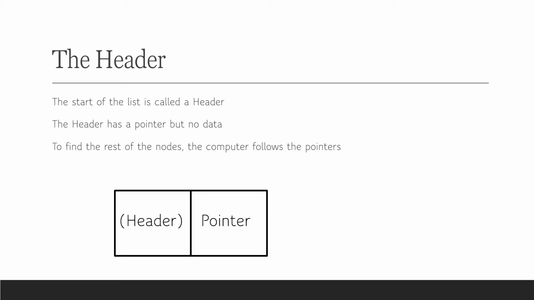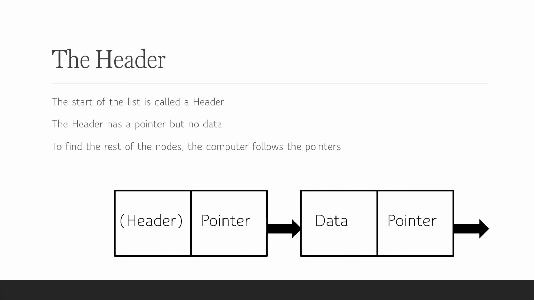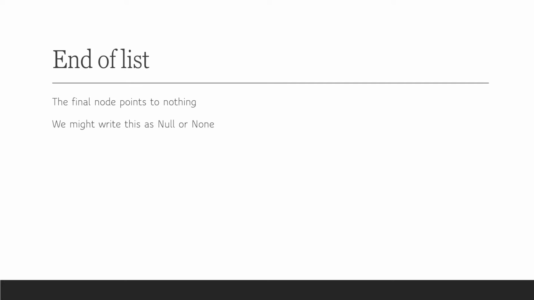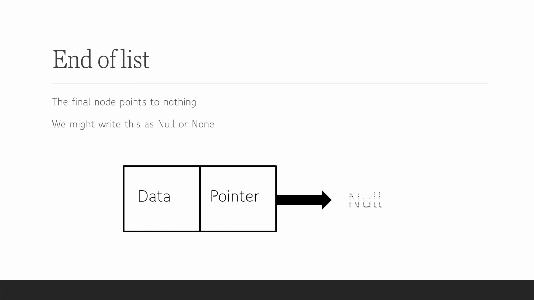The start of the list is called a header. The header is just a pointer, so in a typical computer program it'll just be an integer variable. It's a pointer with no data, and it tells the computer where to find the first node of the linked list. And then to find all the other nodes, the computer will follow the pointers, and so on. The last node in the list points to nothing. So we might write that as null or as none, for example, in Python. So we will follow the pointers until we get to a pointer that points to nothing, and that's the end of the list.